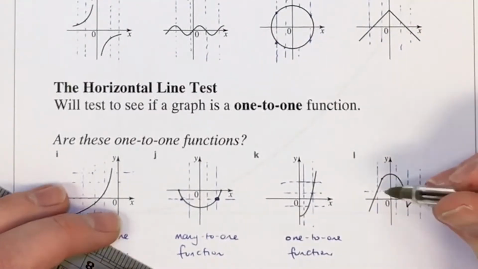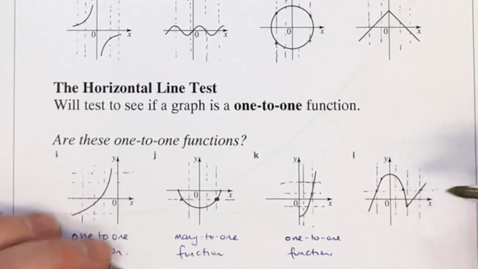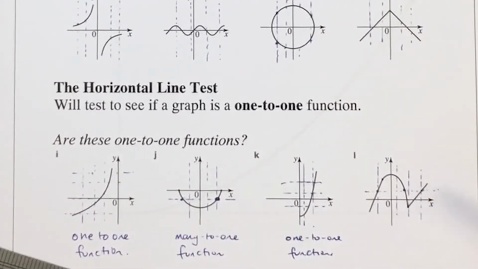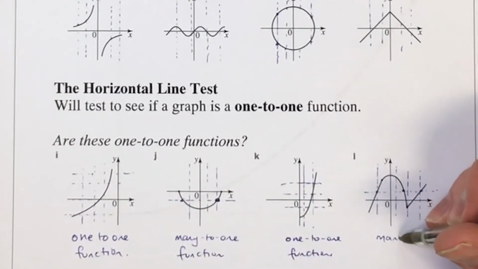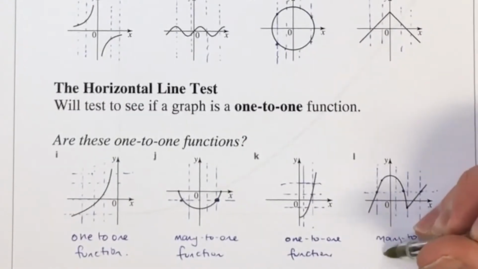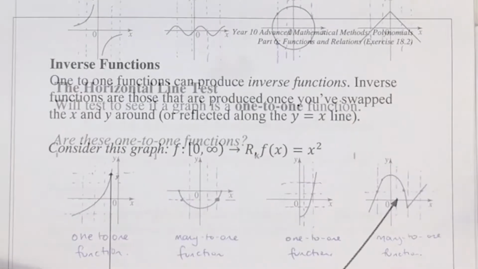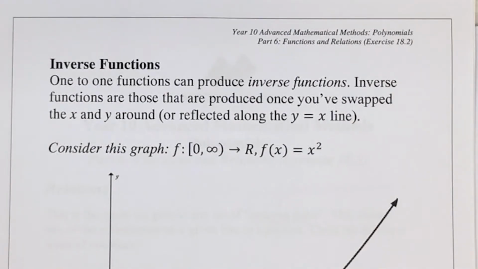Well, yes. As I did the horizontal line test, it actually hit in three places there. So this is again a many-to-one function. It's just a very special one. One-to-one functions can produce inverse functions. So what does an inverse function mean? Basically what it means is it is the opposite. It's what happens when you reflect a function.